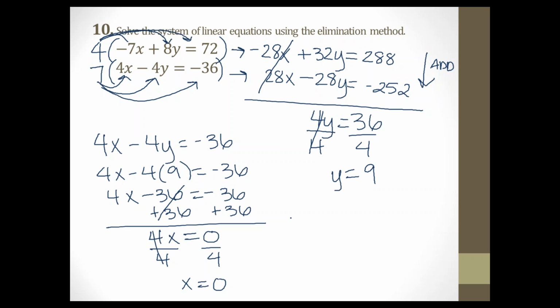So now I have my x coordinate for my solution and my y coordinate for the solution. So my solution will be 0, 9. And so that answer choice is answer choice B.